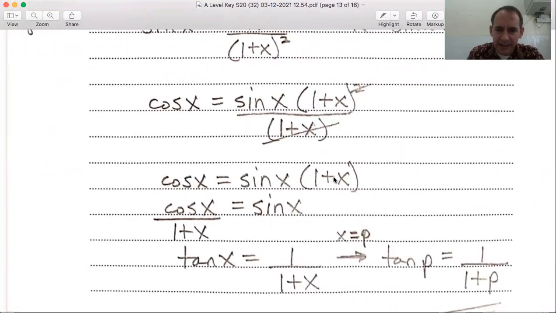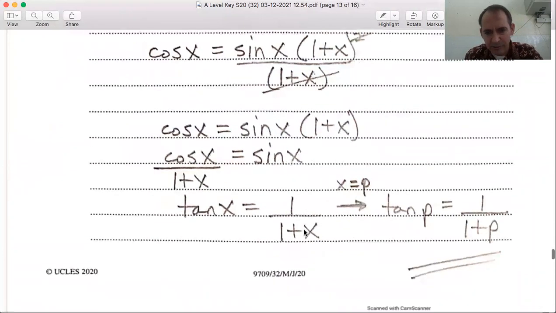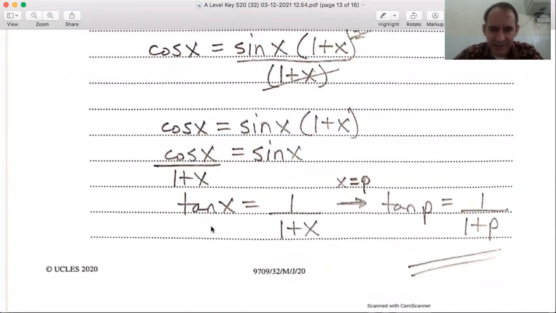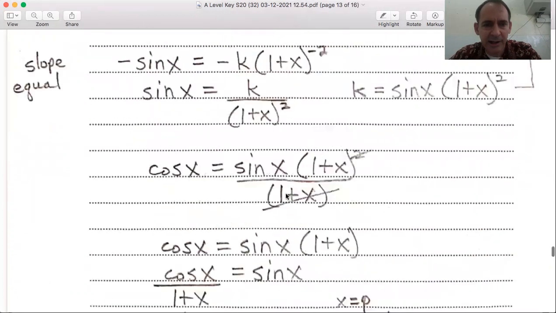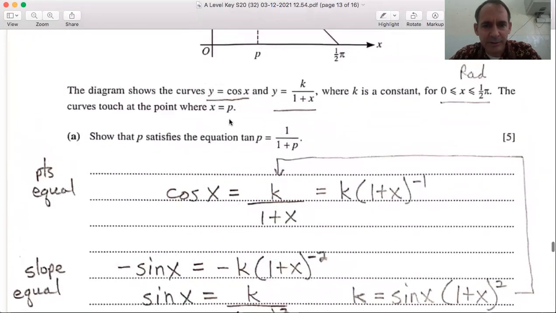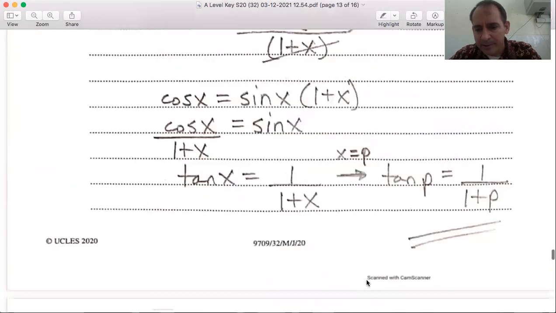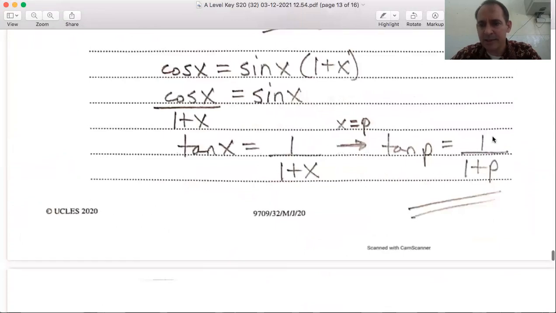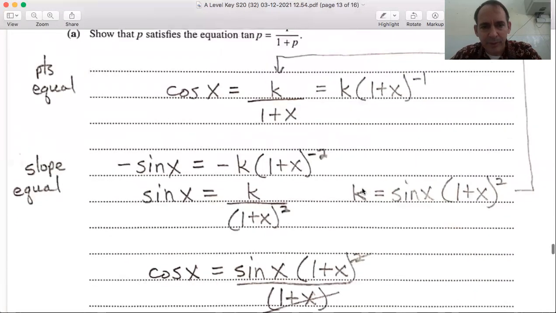Now you can divide the 1 plus x to the other side. Now you can divide the cosine to the other side to get your tangent. So you get tangent x equals 1 over 1 plus x. Substituting in x equals p, which is right here, gives you tan p equals 1 over 1 plus p. So it was a little bit tricky.